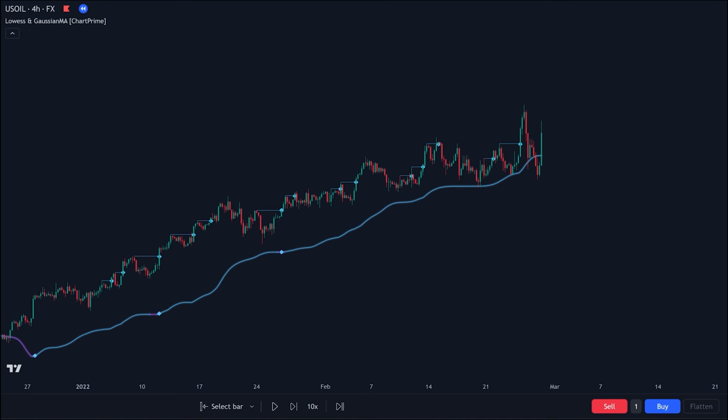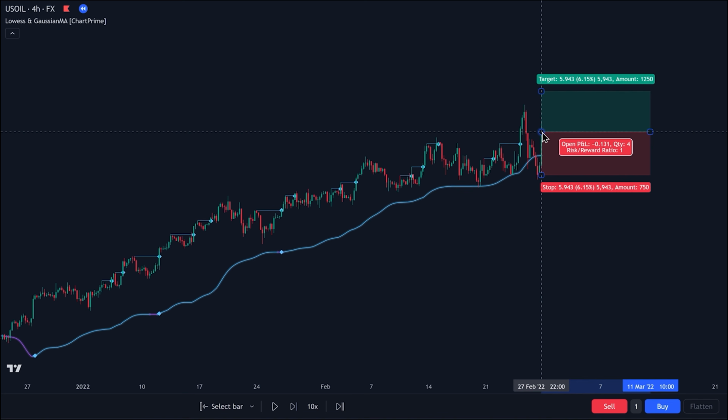This false breakout occurs when the price briefly moves below the moving average, but quickly regains momentum and fails to sustain the downward move. The best entry point for this buy trade is after the price makes the fake out and then reverses back above the Gaussian moving average. This confirms that the overall uptrend is likely to continue.